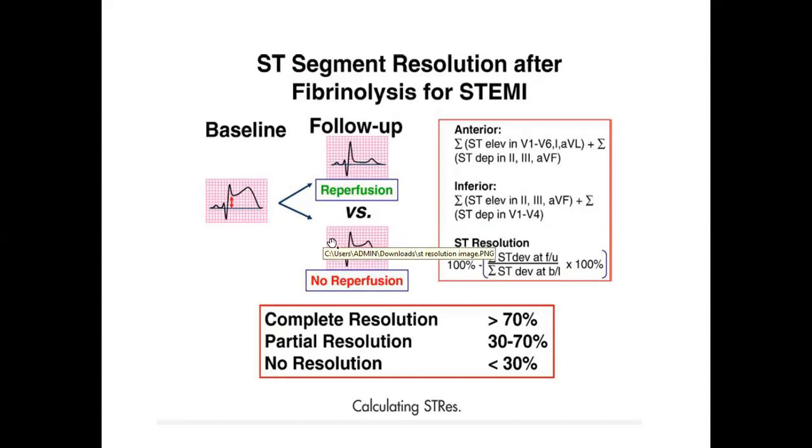Then there is also a grading which has been given for resolution of the ST elevation. Complete resolution is said when there is more than 70% decrease in the elevation. Partial resolution means 30 to 70%, and no resolution means less than 30% decrease in the elevation.